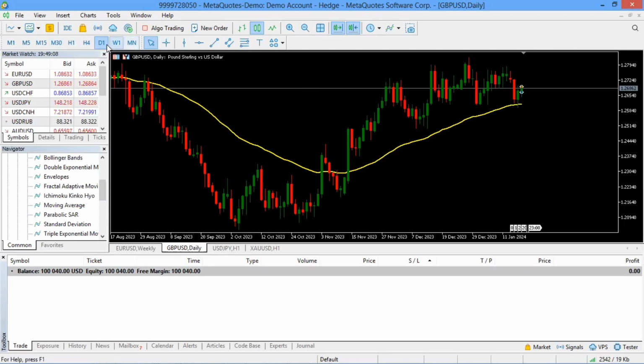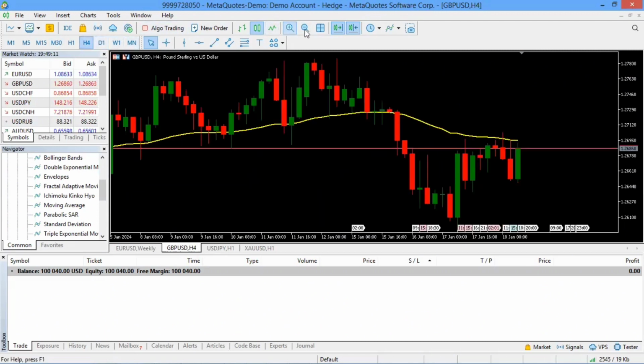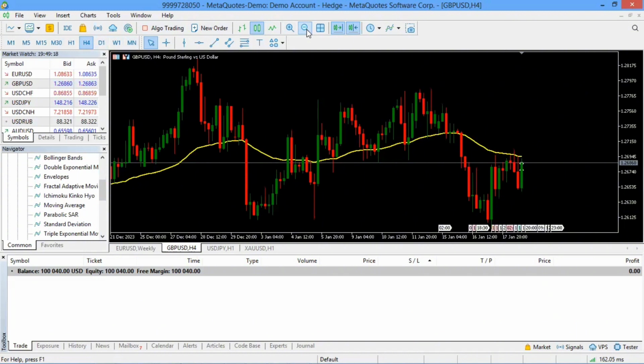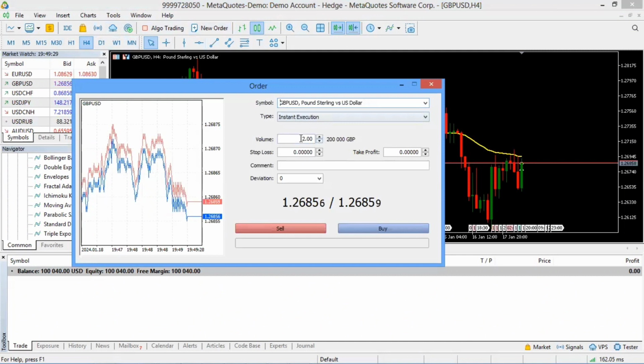So if you are using the D1, you are going to buy now. Of course, if you are using the H4, you are going to sell now. So as simple as that. Let me assume I'm using the H4. I'm going to sell now. Then choose your lot size.